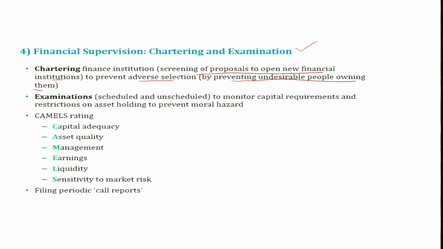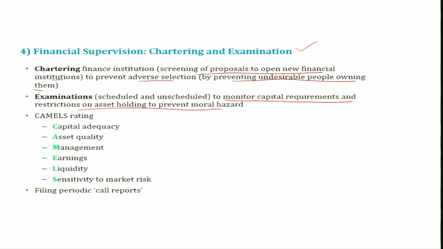The second component is examination, that means scheduled and unscheduled, to monitor capital requirements and restrictions on asset holdings to prevent the moral hazard problem. That means regular on-site examination, which allows the regulator to monitor whether the institution is complying with capital requirements and restrictions on asset holdings, and functions to limit moral hazard.